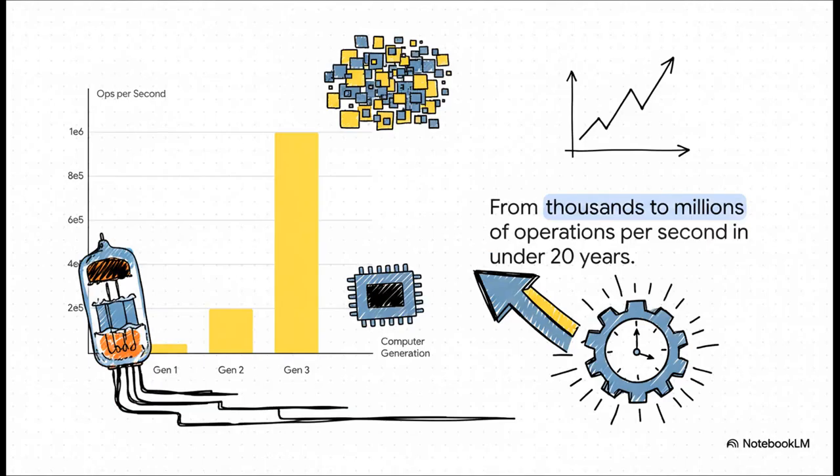And just look at the explosion in performance. A first-gen machine chugged along at 40,000 operations per second. Transistors boosted that to 200,000. And with integrated circuits, we hit 1,000,000 operations per second. This was an absolutely insane rate of improvement, and believe it or not, things were only just getting started.